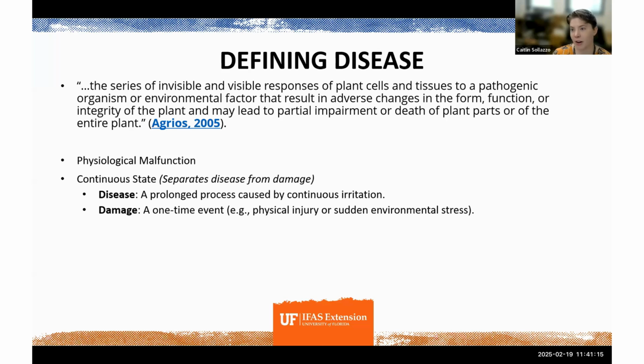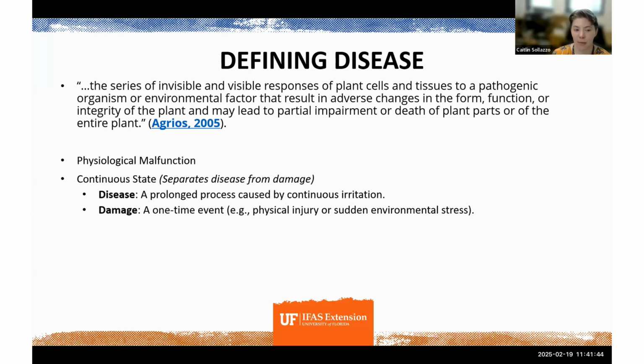And there is some gray area in here. And as you'll hear me say a lot, there's gray area everywhere. It's impossible to put any form of biology in a box. Diseases are just like that. So in general, when you have a disease, it's something that is prolonged or a continuous state. So a continuous infection by a fungus. Disease can also be a continuous nutrient deficiency due to some environmental factor.